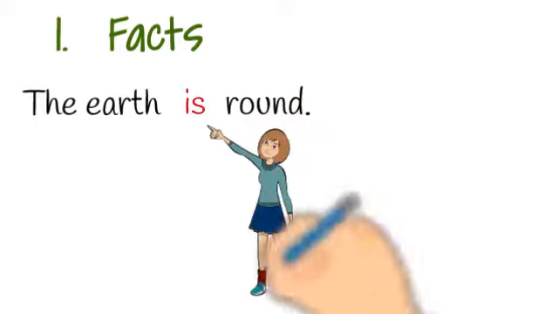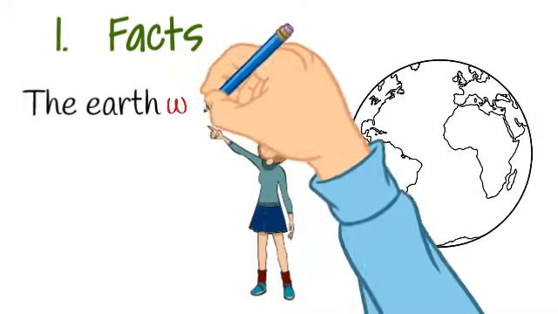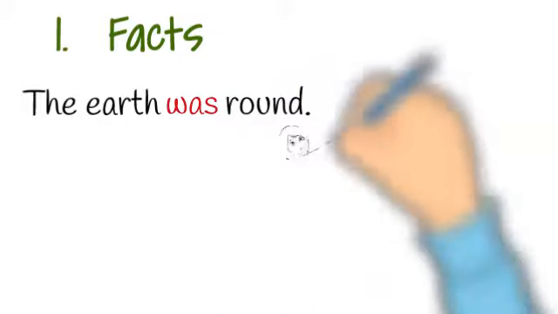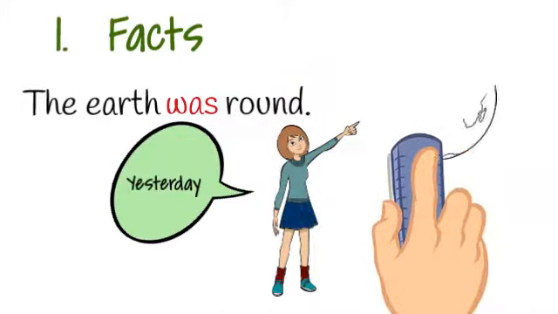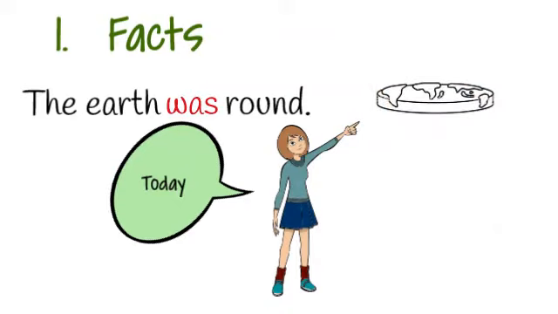We use simple present tense when we are talking about facts. For example, the earth is round. Imagine if we change is to was. It means that yesterday the earth is round, but today the earth has become flat or square.